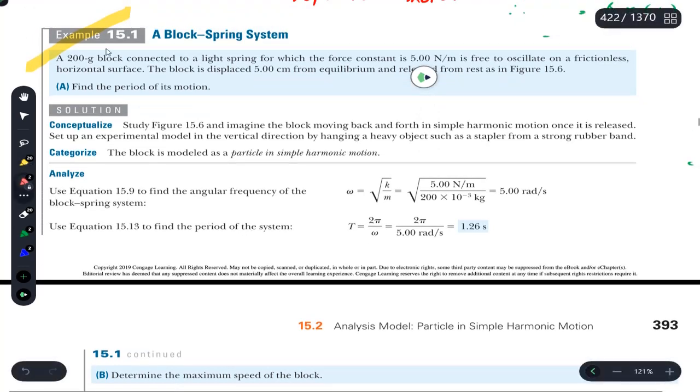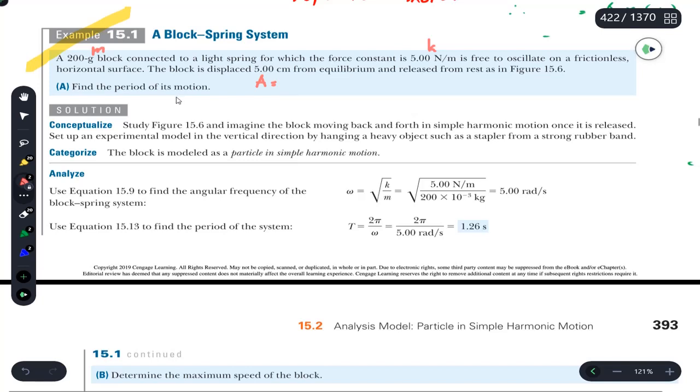Alright, so you find that a 200-gram block, so this is the mass. I'm going to convert it, and next to it I'm going to jot down M so that we can go back anytime and remember. Force constant, K value, free to oscillate on a frictionless surface. So obviously this is simple harmonic motion. The block is displaced from equilibrium and then released. The moment it says released, this is an indicator of the amplitude value.